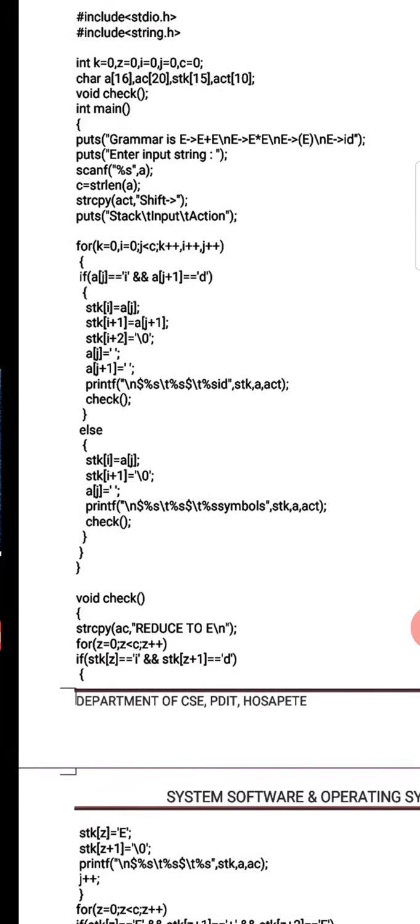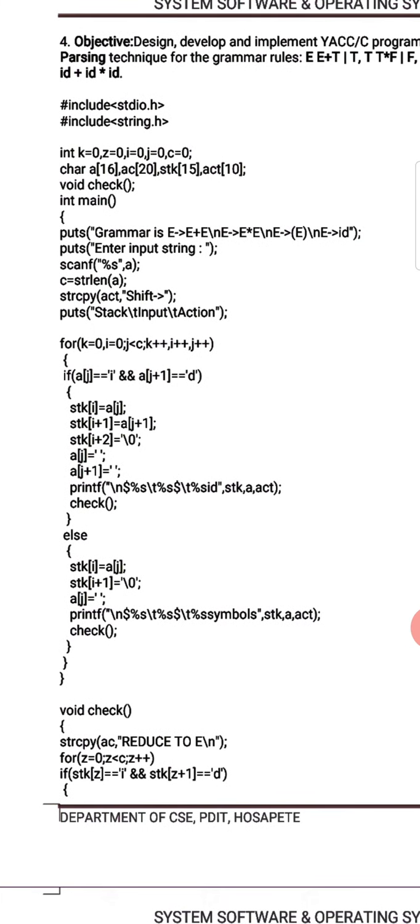And in the main function, initially we are including some of the header files, stdio.h, string.h, and next we are initializing some of the variables and arrays, that is a, c, stack, act arrays. Here a acts as an input buffer. AC contains a string, that is shift right arrow on.